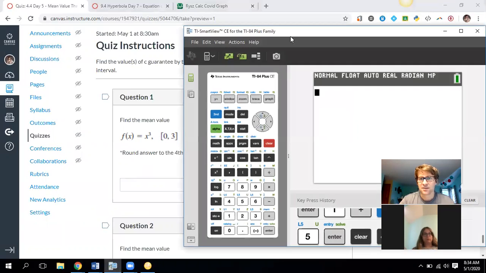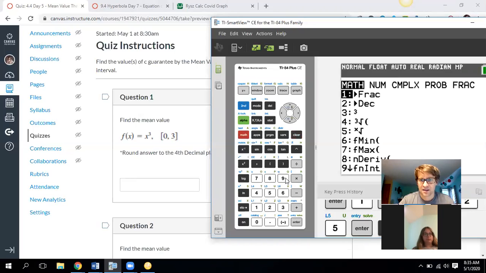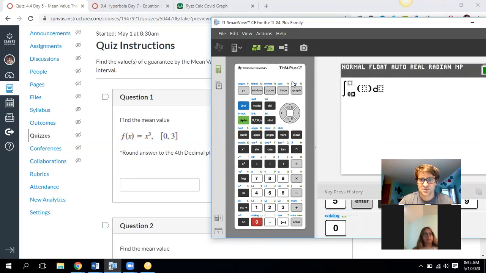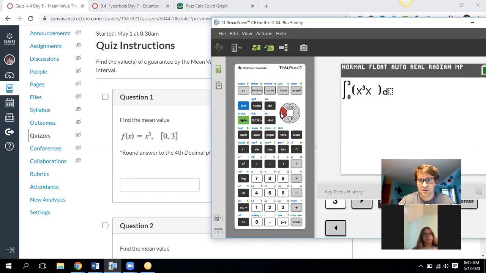So we're going to take our calculator out and go through this. I'm going to take my time to explain this, but we're going to press math 9 like we've been doing. We'll go from 0 to 3 of our function. And we got x cubed is our equation, dx. No, yeah, I already saw what I made a mistake on. I put an x inside. Delete. dx, there we go. Okay, so I get 20.25.